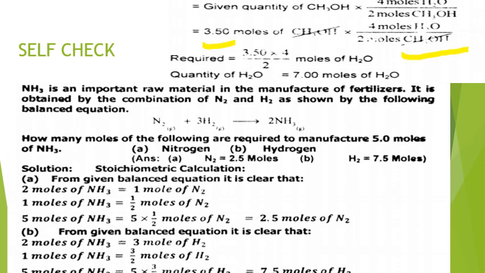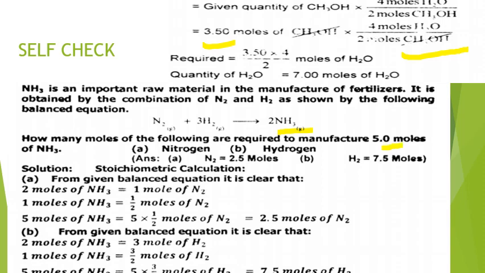The self check is taken again from your book. Ammonia is the raw material in the manufacture of fertilizers. It is obtained by the combination of nitrogen and hydrogen, like this. This is the equation mentioned here. Now, how to read this equation? We will say 1 mole of nitrogen reacts with 3 moles of hydrogen to produce 2 moles of ammonia. Now, the question is, how many molecules of the following are required to manufacture 5 moles of ammonia?